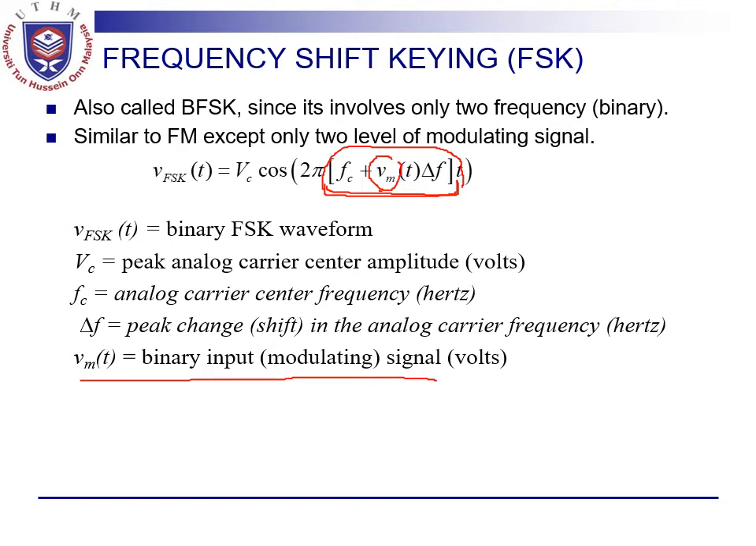So kalau kita lihat di sini, perubahan itu adalah disebabkan oleh VM ni. VM ni adalah the amplitude of the binary input. So as we know, binary only has two amplitudes, which is 1 or 0. Okay, this is 1, this is 0. So since it only has two values, this whole frequency will be based on the amplitude of the binary.